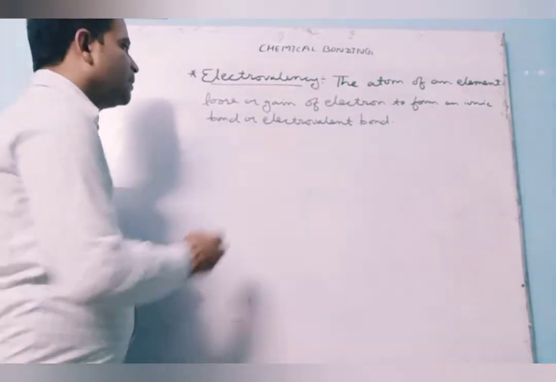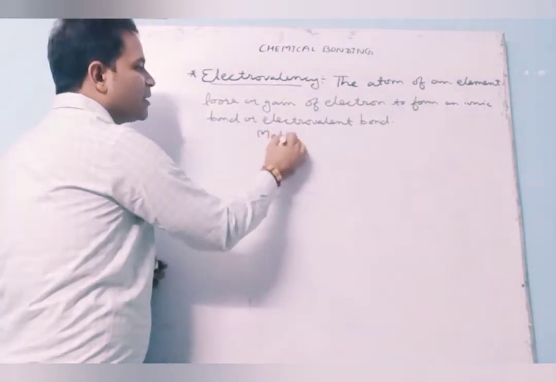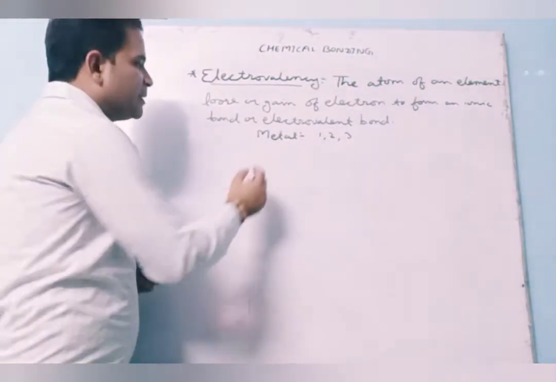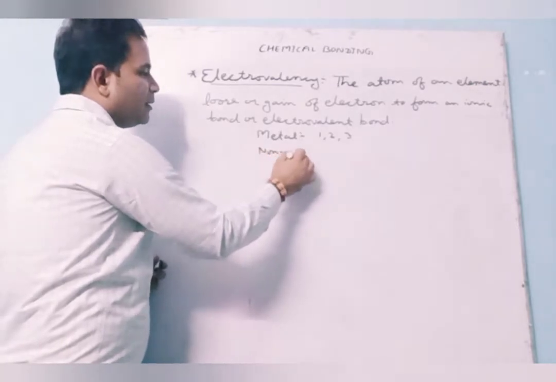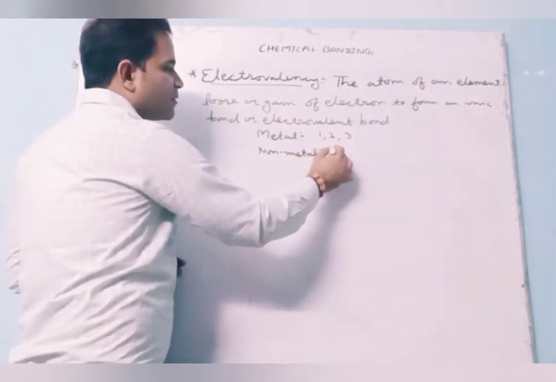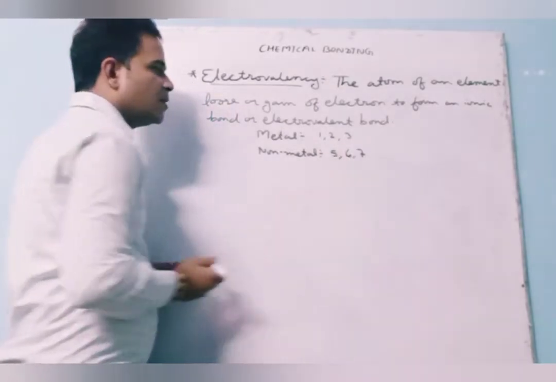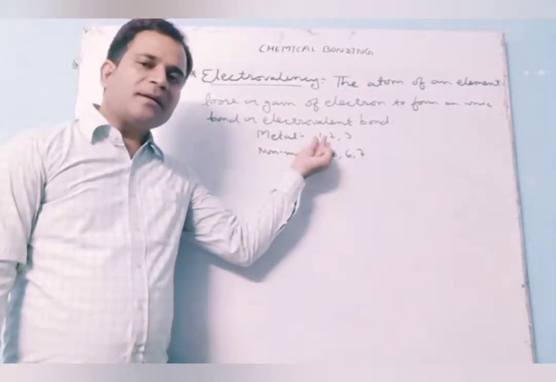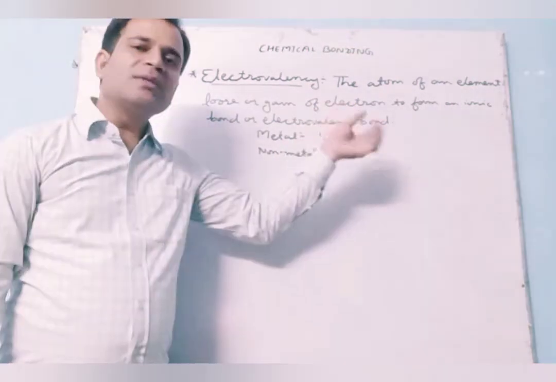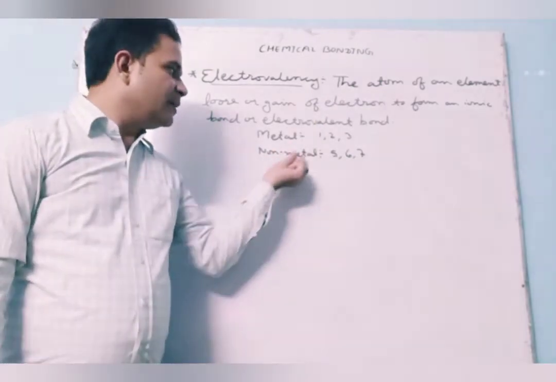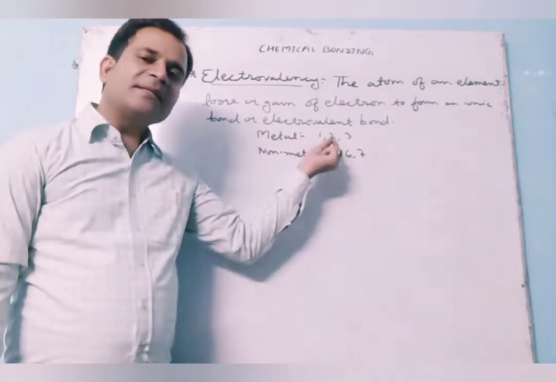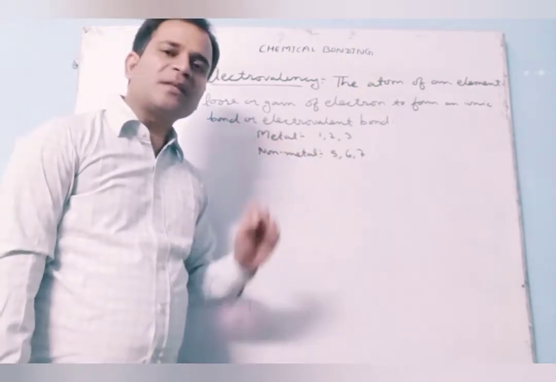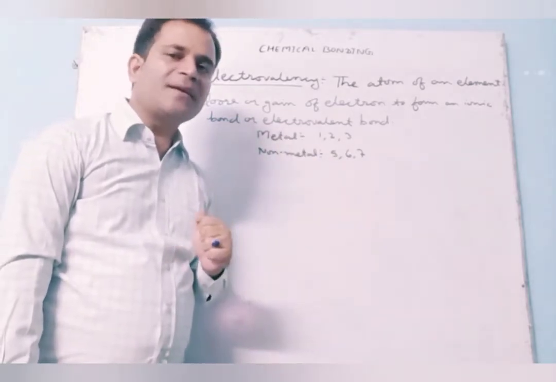As we all know, metals have 1, 2 or 3 valence electrons. Second, non-metals have 5, 6 and 7 valence electrons. So what we know here is that metals with 1, 2, 3 valence electrons have a tendency to lose their electrons, while non-metals with 5, 6, 7 valence electrons have a tendency to gain electrons, so as to become stable and fulfill the inert gas electronic configuration.